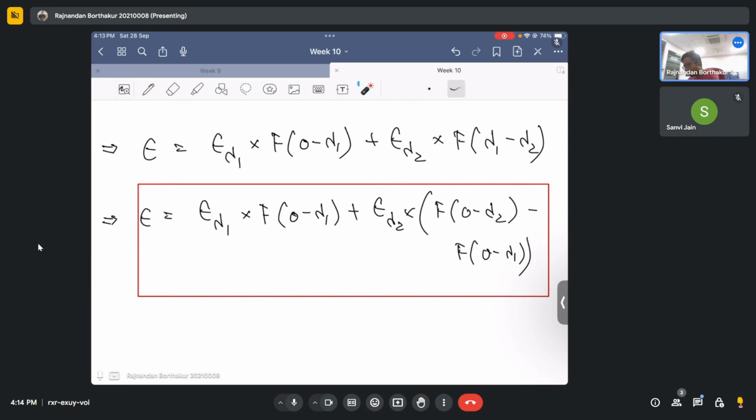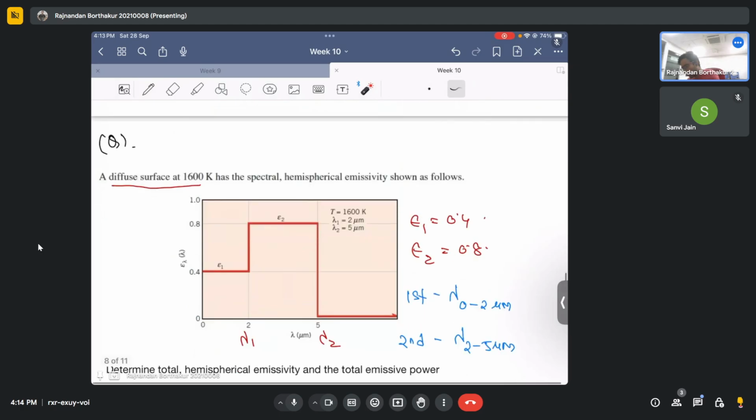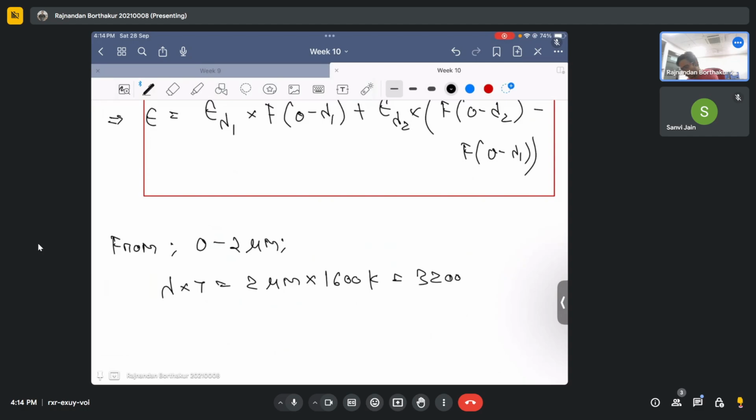All right, now the only thing that remains is to calculate this f 0 to lambda 1 and this f 0 to lambda 2. That is very easy because, as I said, we know from the figure, from 0 to lambda 1, the temperature, which is 1600, and the wavelength lambda 1, which is 2 micrometer. So from 0 to 2 micrometer, I know the product of lambda times temperature. What would this be? It would be 2 micrometer multiplied by 1600 Kelvin, which turns out to be around 3200 micrometer Kelvin.